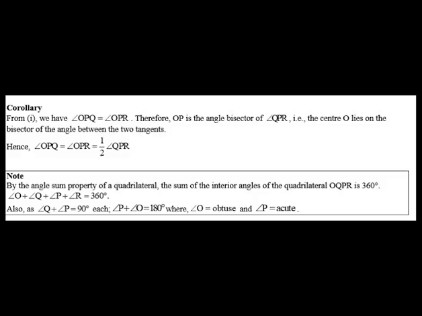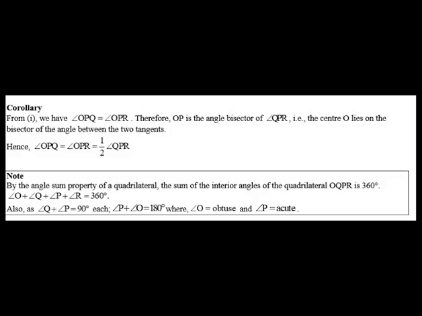Corollary: from the above theorem, we have triangle OQP is congruent to triangle ORP. Hence, angle OPQ is equal to angle OPR. Therefore, OP is the angle bisector of angle QPR. Hence, angle OPQ is equal to angle OPR is equal to half of angle QPR.